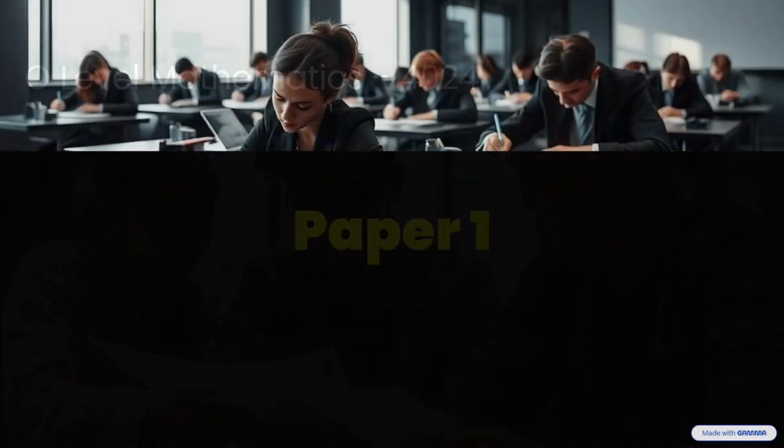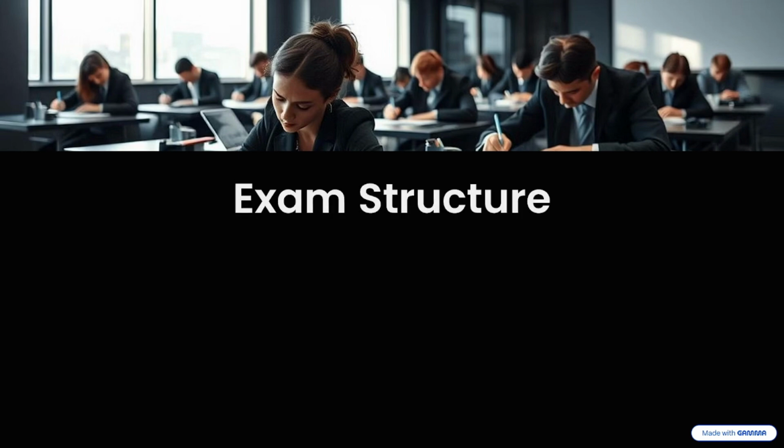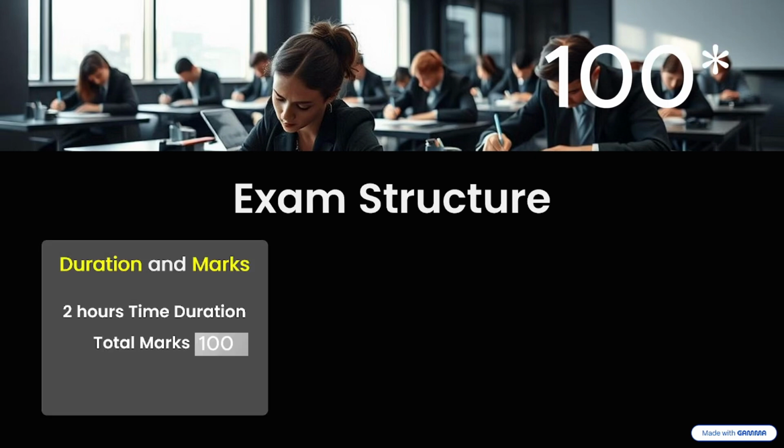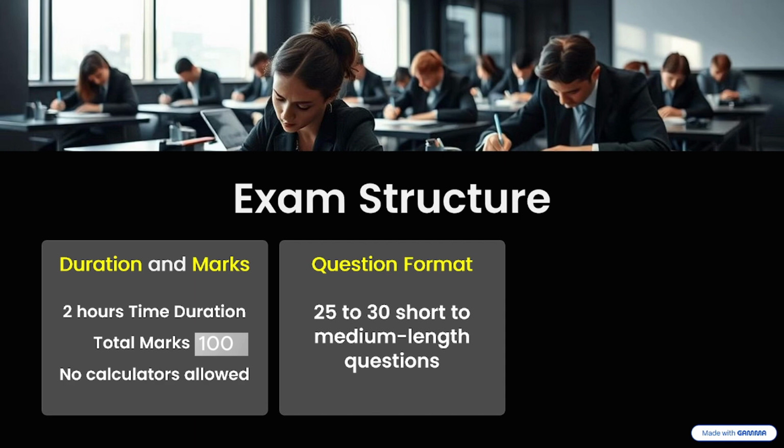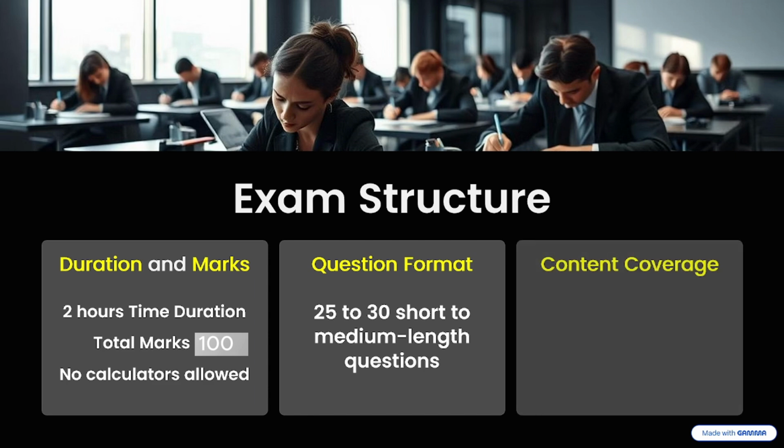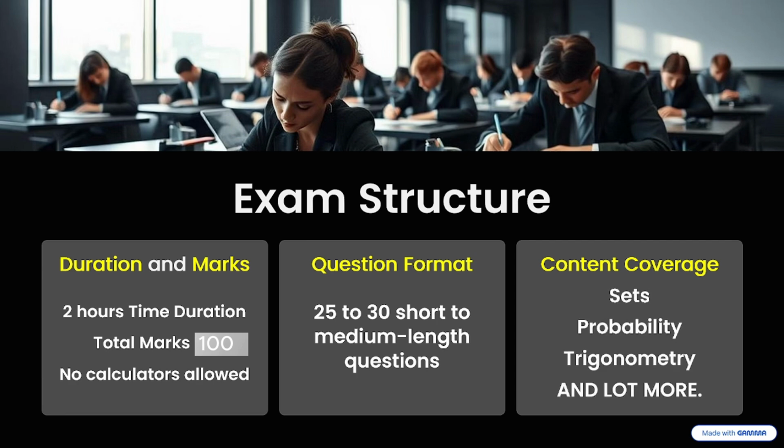Let's begin with the basics. Paper 1 is one of the two compulsory papers in the O-level mathematics syllabus. Whether you are following syllabus 4024 or 4029, this paper is key. It's a two-hour written exam carrying 80 marks, and you are not allowed to use a calculator at all. Yes, no calculator. That means your mental math and written calculation skills need to be sharp. The paper contains short to medium length questions, usually around 25 to 30, and they test a wide range of topics. Everything from arithmetic to algebra, geometry to trigonometry, sets to probability. It's all there. Now let's dive into the type of questions you will see.